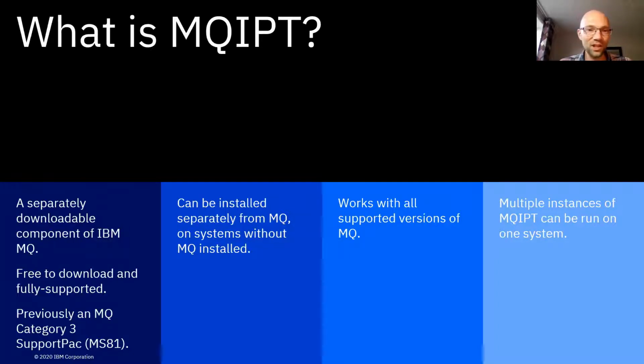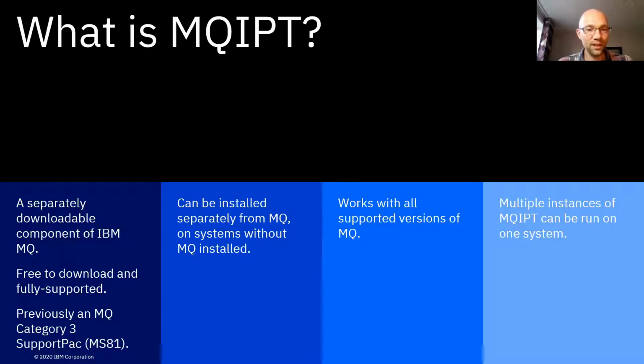If you're using MQ, you're still allowed to download and use as many copies of MQIPT as you want. It's still a separately downloadable product, a separate installation, and there's a few reasons for that. One of the primary reasons is that the places where you want to install MQIPT are often not the same systems as where you want your MQ installation. So it does make sense for it to be a separate download and a separate installation.